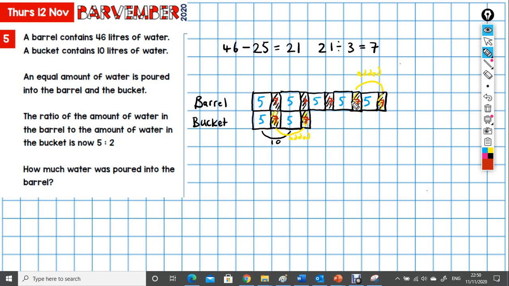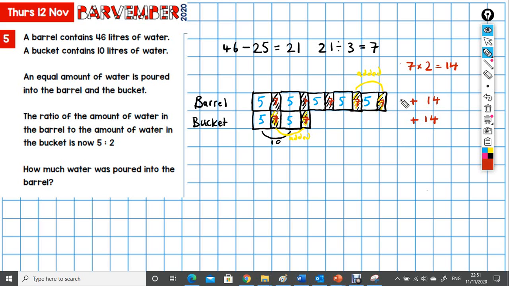Okay, and let's check then, what have we got here? So we've got 7 times 2, or 14. I believe that that is what was added to each, the barrel and the bucket. So plus 14, plus 14. And let's just check that then.